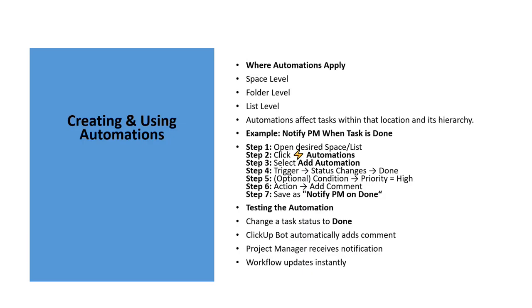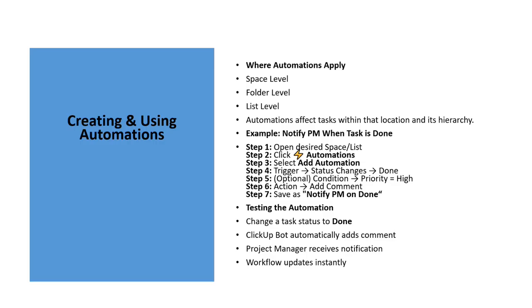Now let's look at how automations are actually created in ClickUp. Automations can be configured at different levels within ClickUp. They can be configured at the space level, at the folder level, and at the list level. Any automation created at a particular level applies to all tasks within that location and its child locations.